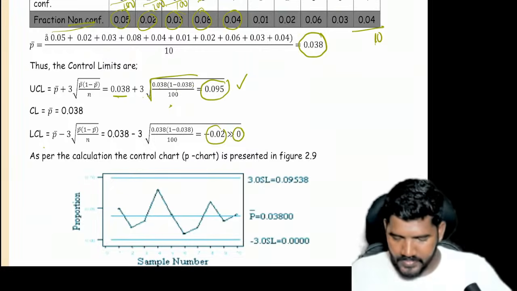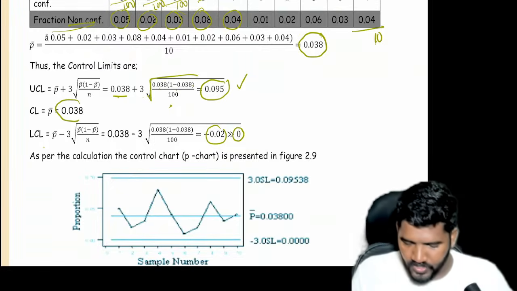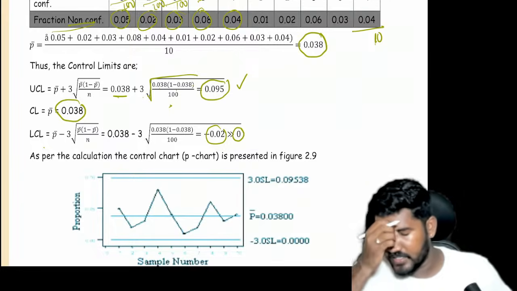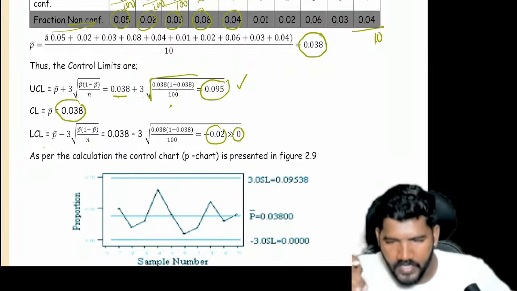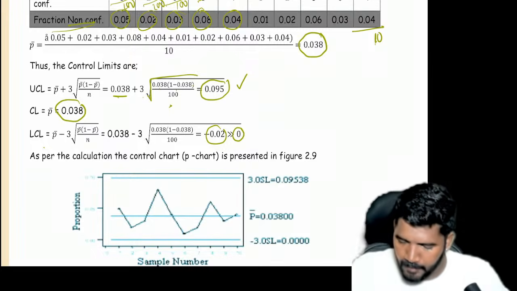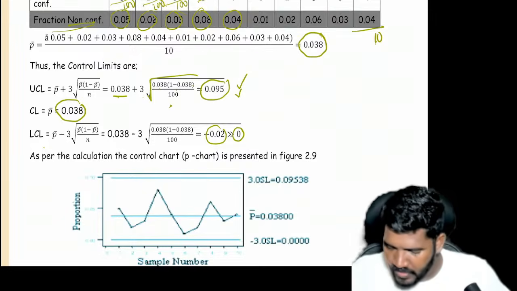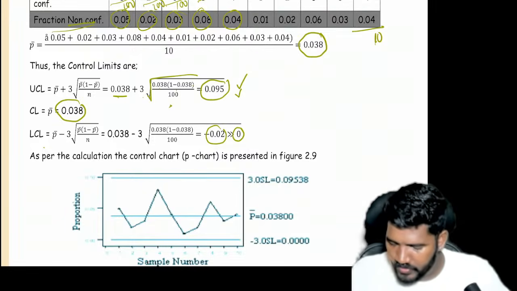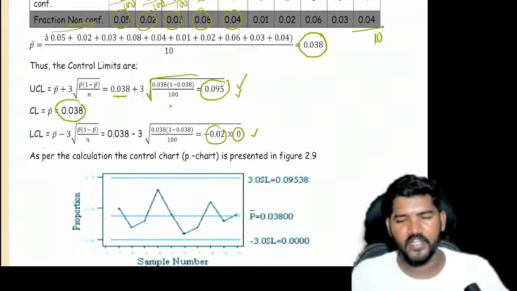So the answer is, if it is within 0.038, your production and defectives are in your control. If it crosses the upper control limit, that is 0.095, out of control. If it touches 0 also, out of control.